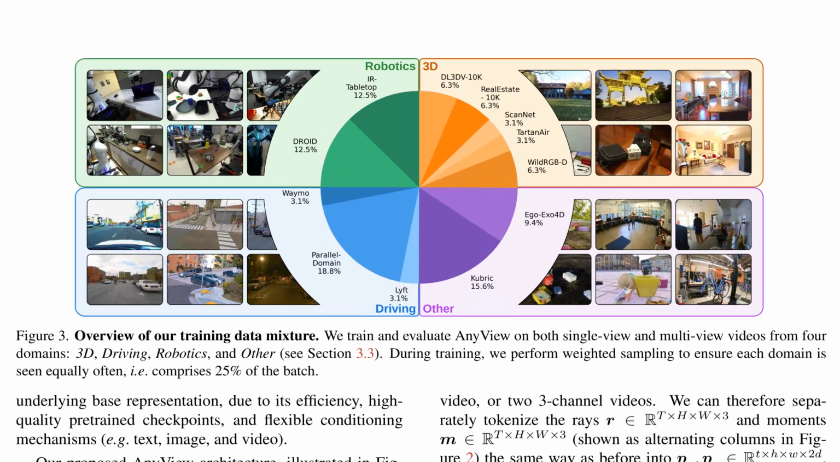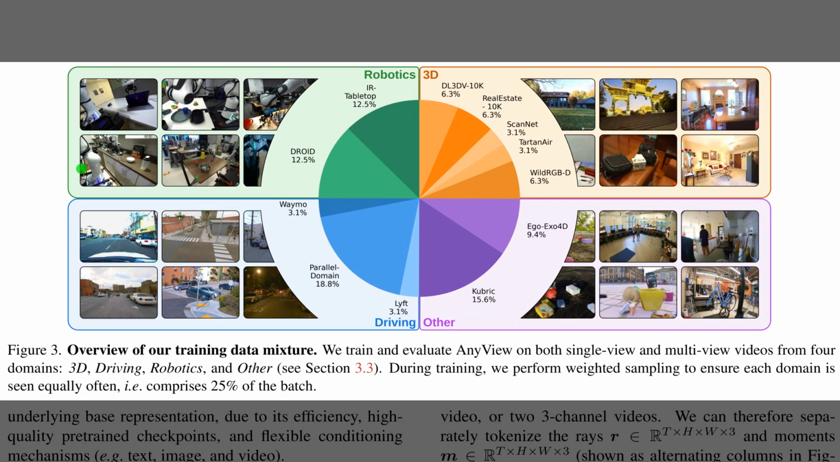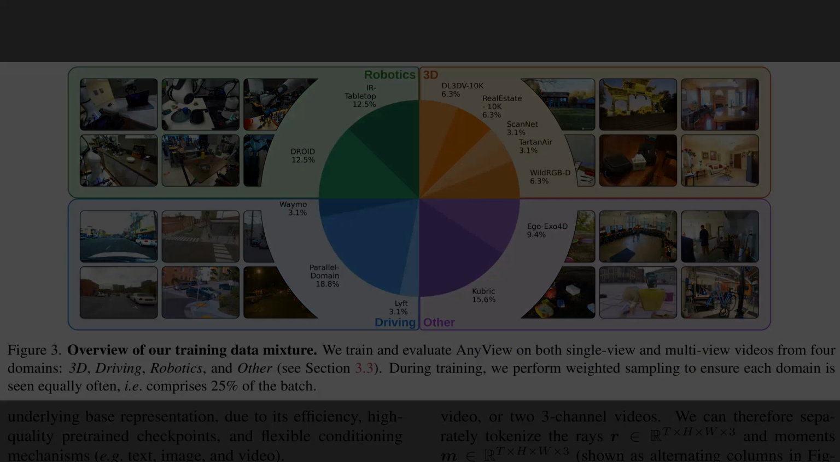So Figure 3 breaks down the diverse data mixture used to train the model. The chart organizes sources into 4 quadrants: robotics in green, static 3D scenes in orange, driving environments in blue, and an other category in purple. This spans inputs from robot manipulation to autonomous driving footage. To balance these, the authors apply weighted sampling so each domain contributes exactly 25% to every batch, preventing any single dataset from dominating the learning process.